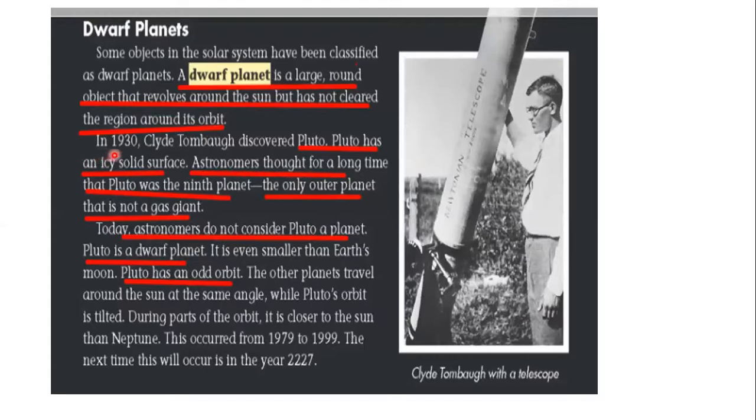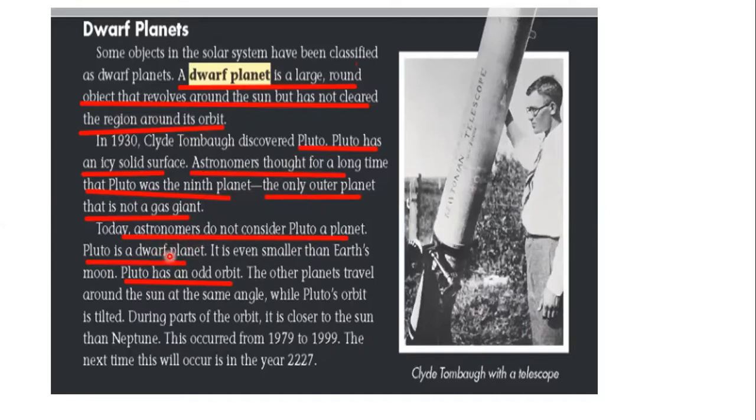In 1930, Clyde Tombaugh discovered Pluto. Pluto has an icy solid surface, not like the other outer planets, which are gas giants. Astronomers thought for a long time that Pluto was the ninth planet, the only outer planet that is not a gas giant. Today, astronomers do not consider Pluto a planet. Pluto is a dwarf planet, not a planet.